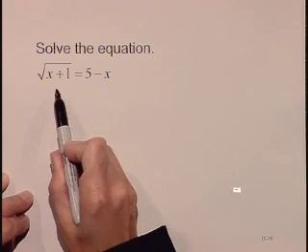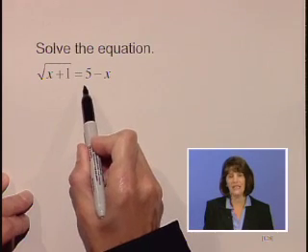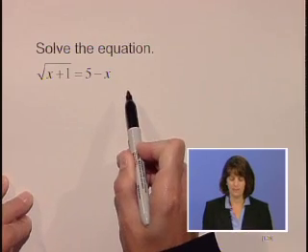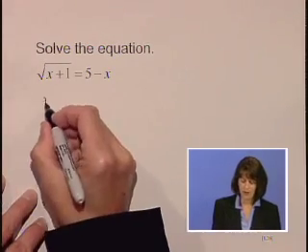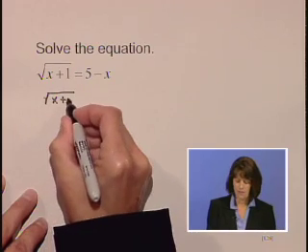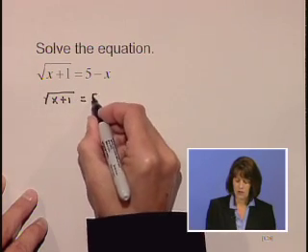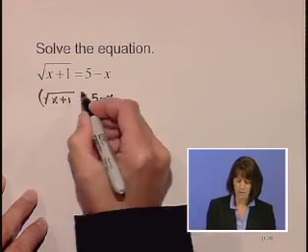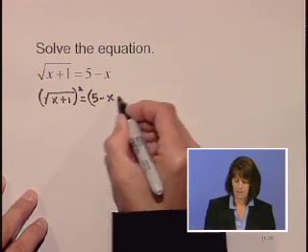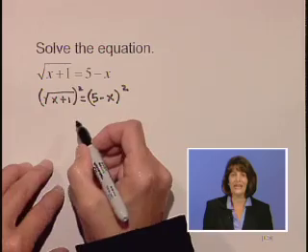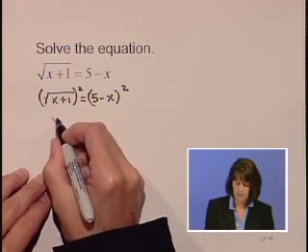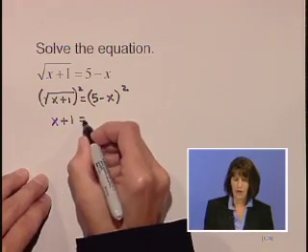Let's solve this equation. The square root of the quantity x plus 1 is equal to 5 minus x. Here we have a radical, so let's begin by squaring both sides of this equation to eliminate that radical. The square root of the quantity x plus 1 squared is equal to x plus 1.